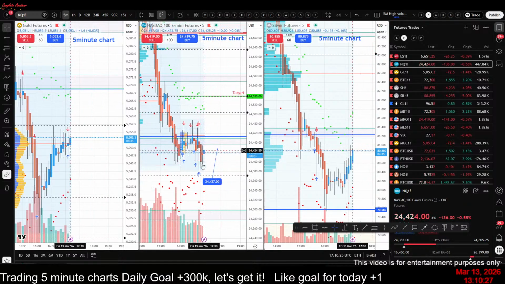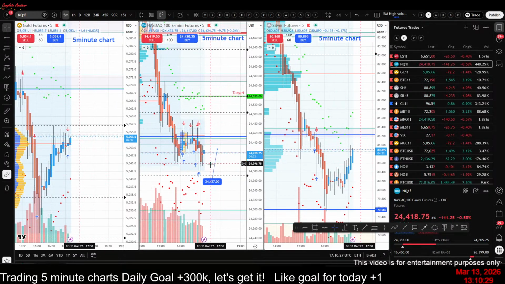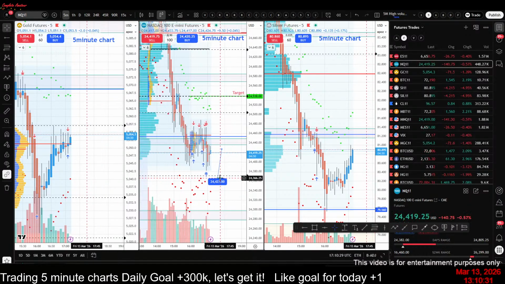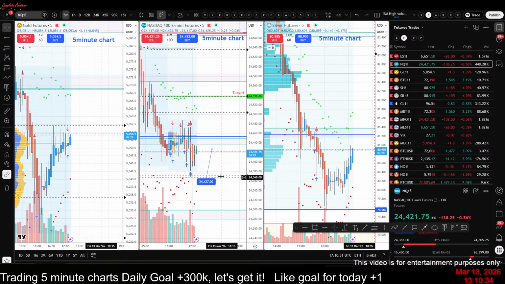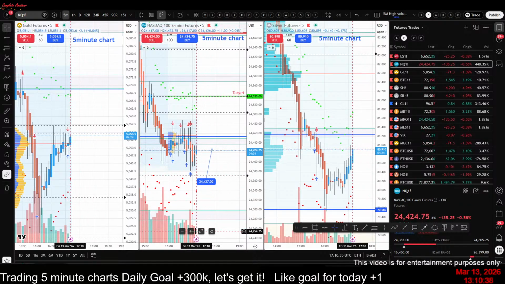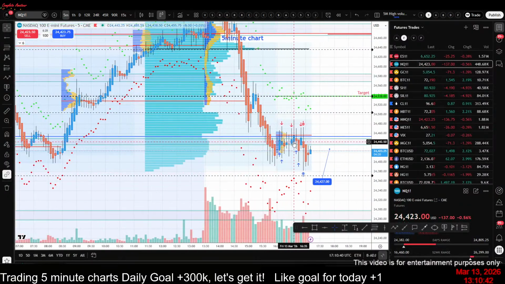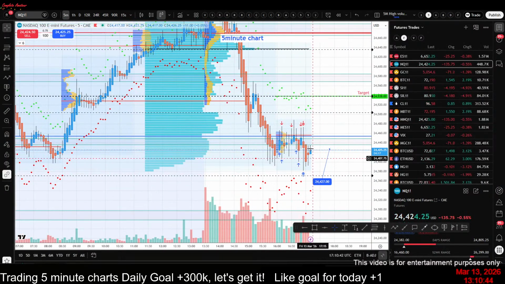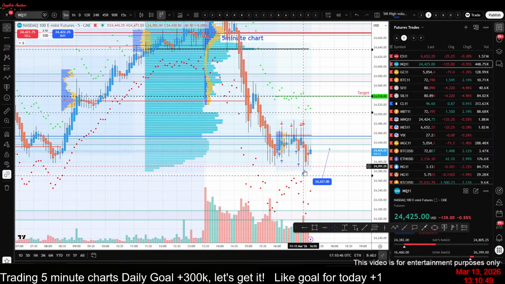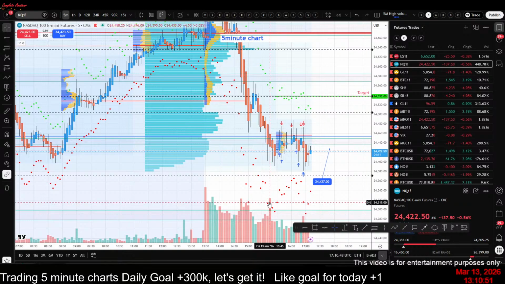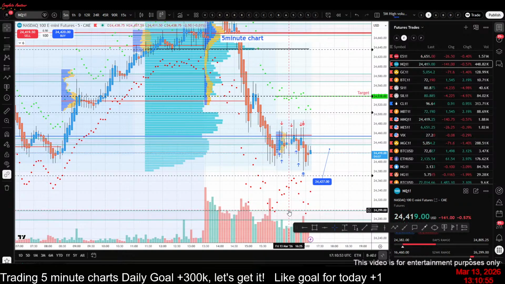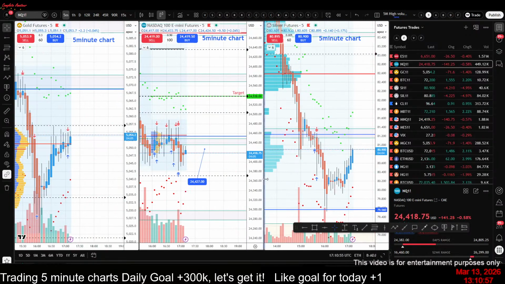Can't take a long here on NQ. It's not in a great area. It's somewhat illegitimate. Cannot take it. This break lower right here completely destroyed the trade idea. So I'll have to wait for it to get down to about 24,300.